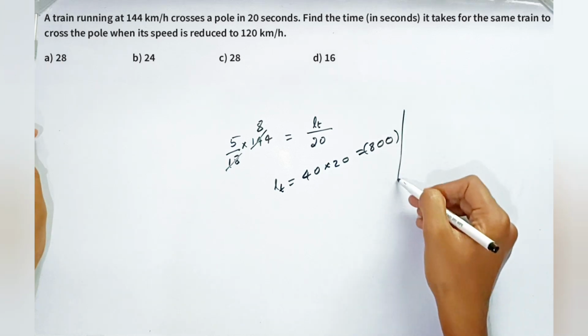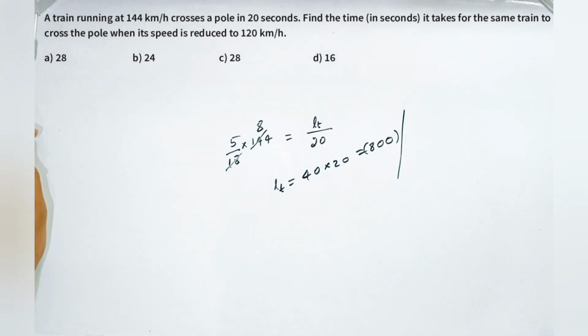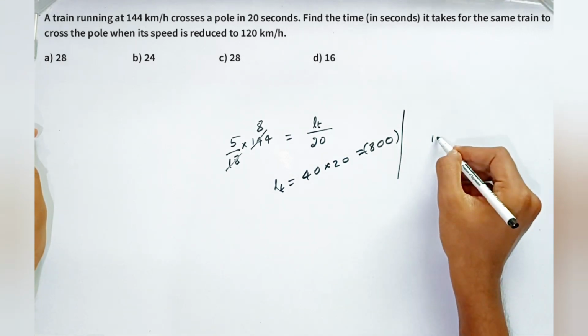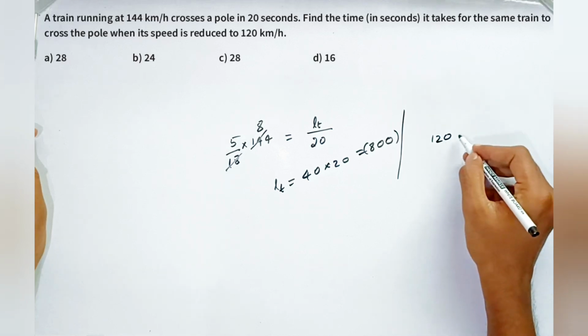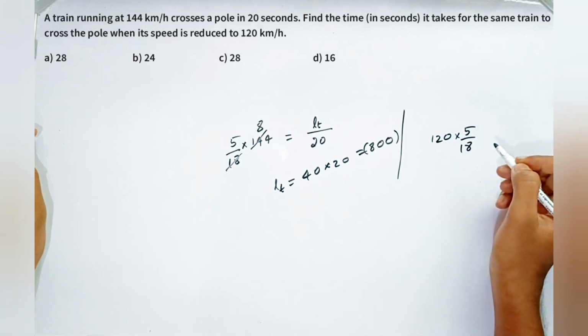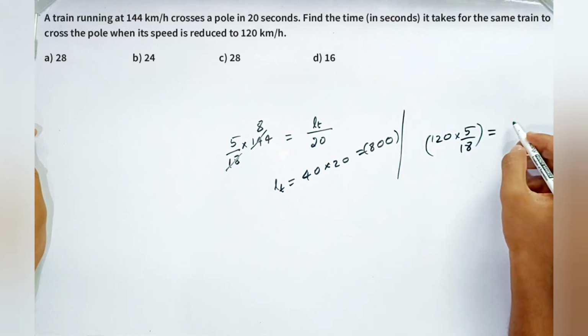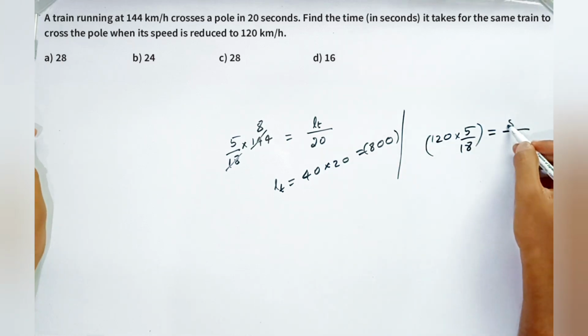Okay, and in the next question, it is given that find the time in seconds it takes for the same train to cross a pole when its speed is reduced to 120 kilometers per hour. Here we have to convert this 120 kmph into meters per second. So for that purpose I'm just multiplying by 5 by 18. The speed is reduced to this. Then we have to find the time. We know that the length of the train is the distance, so 800. We have to calculate this time.